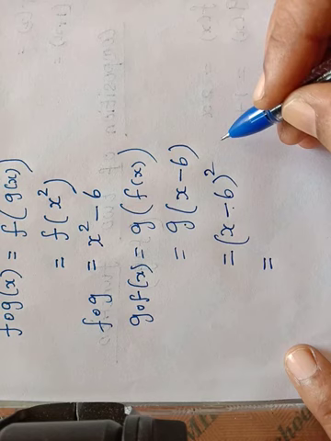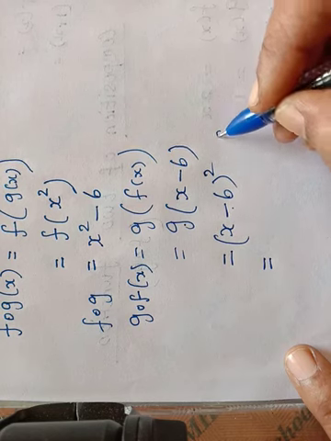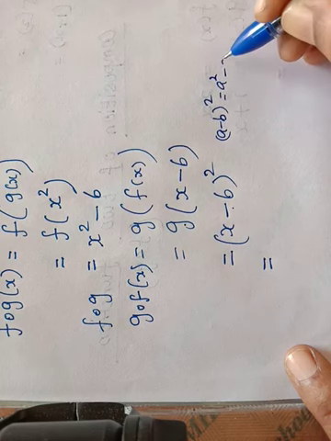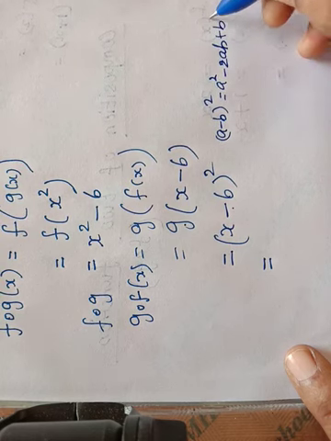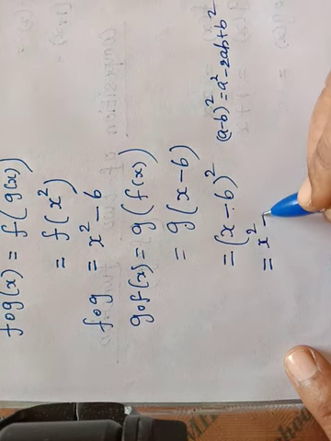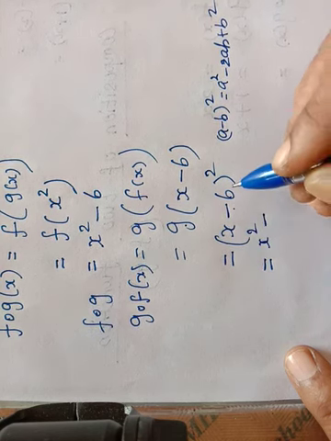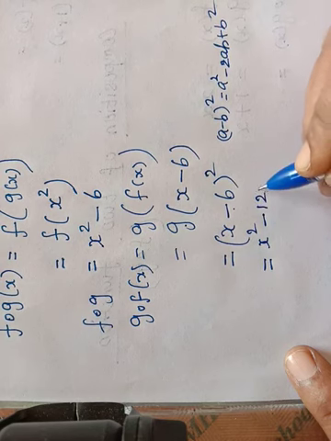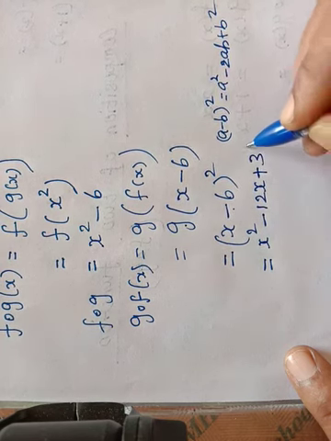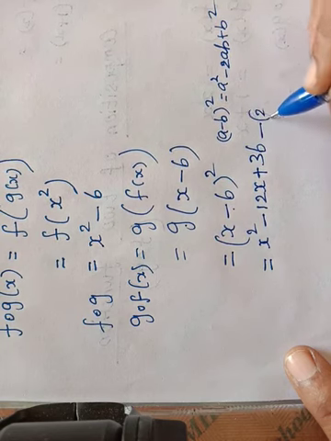Already I said (a minus b) the whole squared is equal to a squared minus 2ab plus b squared. So we have to expand (x minus 6) squared: x squared minus 2 into x into 6, so 12x, plus b squared, which is 36. This is your second one.